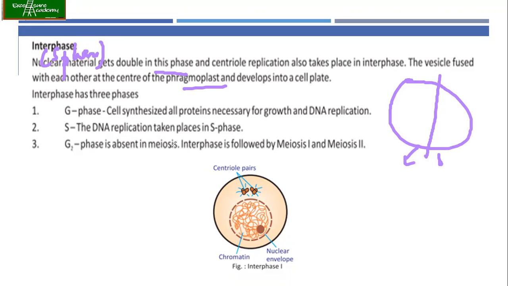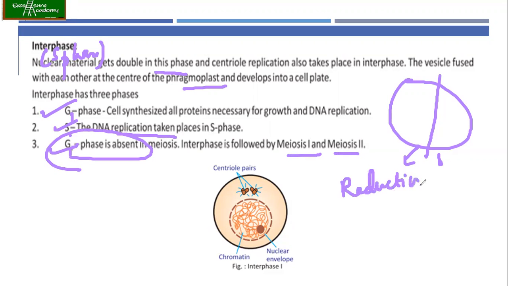Now interphase has 3 phases. This we already know: G1 phase, S phase and G2 phase. Now G1 phase is where the cell synthesizes all proteins required for growth and DNA replication, and only after the G1 checkpoint will the cell enter the S phase. Now in the S phase the DNA replication takes place. In the case of meiosis, the G2 phase is absent, and the interphase is followed by meiosis 1 and meiosis 2, since we are talking here about the reductional division, right? Because here 2 times the division is required.